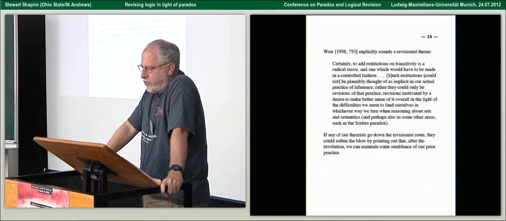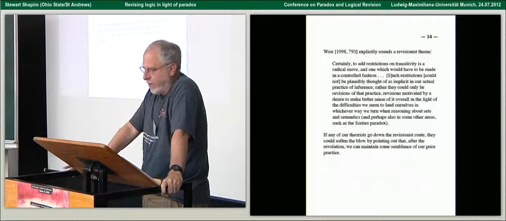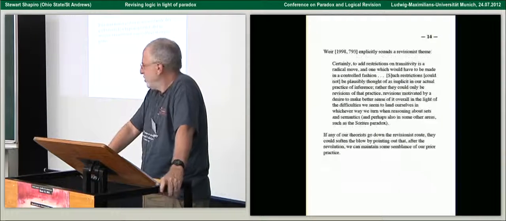Certainly to add restrictions on transitivity is a radical move, and one which would have to be made in a controlled fashion. Surely such restrictions could not plausibly be thought of as implicit in our actual practice of inference. Rather, they can only be revisions of that practice, revisions motivated by a desire to make better sense of it overall in light of the difficulties we seem to land ourselves in, whichever way we turn when reasoning about sets and semantics. And perhaps also in other areas, sorites and so on. All right.